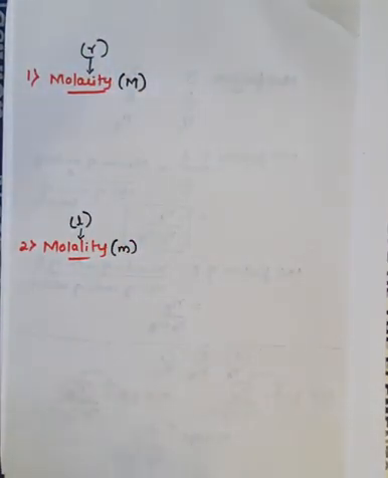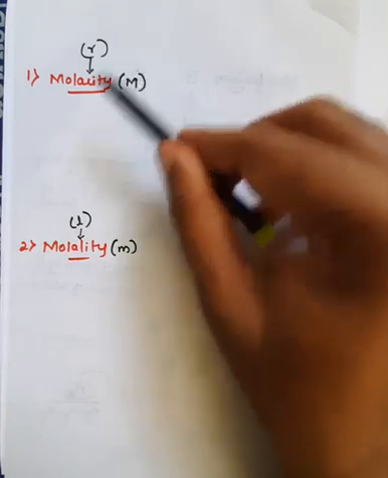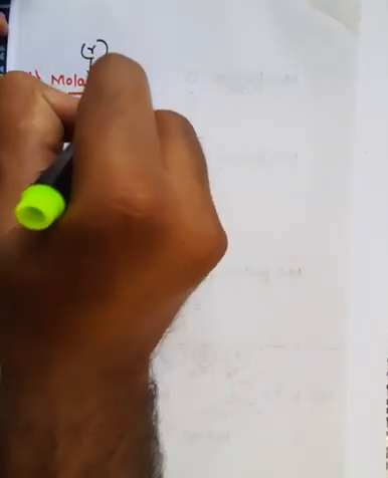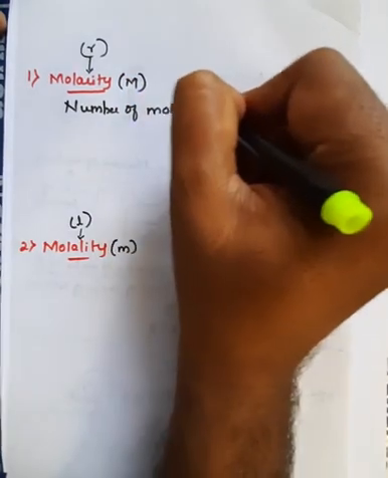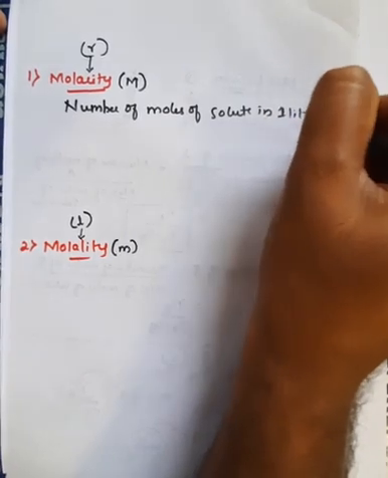So that is the only alphabetical difference between molarity and molality in terms of the general way of expressing, but there is a huge difference between them. Remember, molarity is represented by capital M and molality is represented by small m, right? According to the definition, molarity is defined as the number of moles of solute in 1 liter of solution.